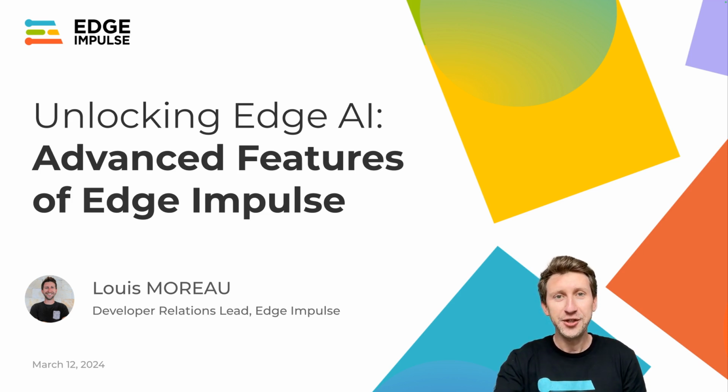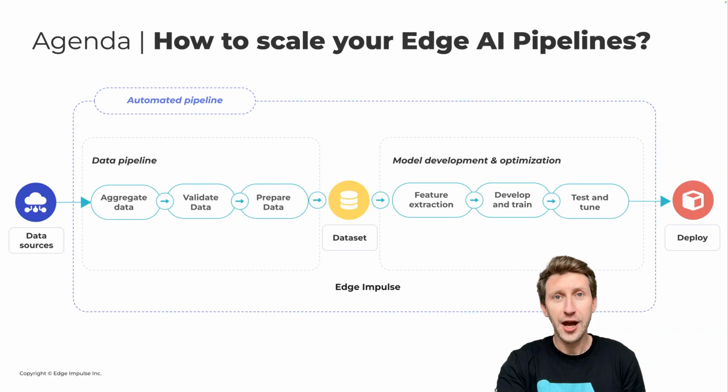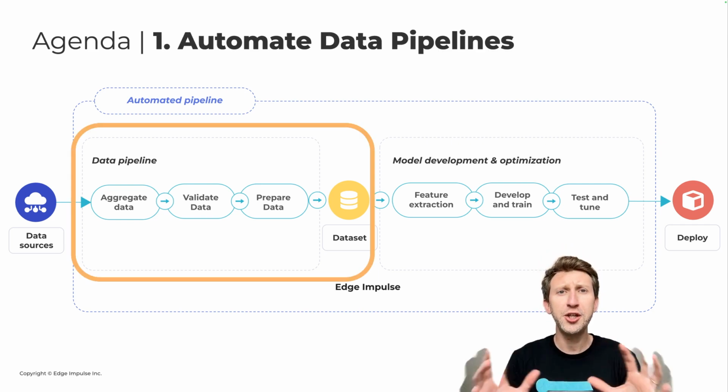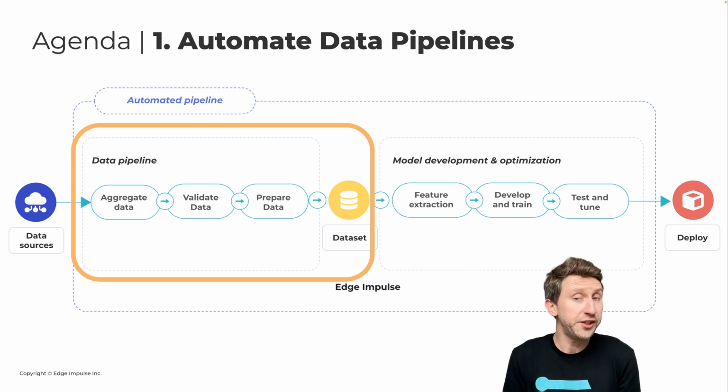The main question we are going to try to answer, at least today, is how to scale your Edge AI pipeline to make it production ready. So we are going to see a couple of sections. The first one will be on the automation of your data pipeline. So how to aggregate data, how to validate or disqualify data samples, how to prepare, how to combine data together in order to create a ML-ready dataset.